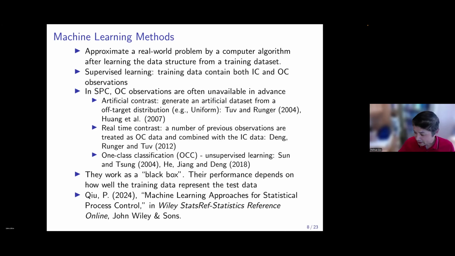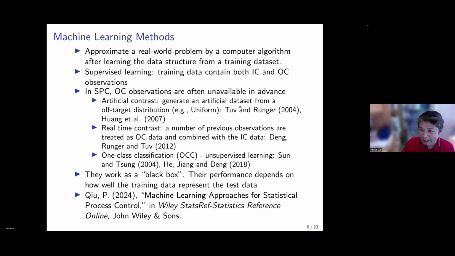And then in the recent couple of years, we have many machine learning approaches. A machine learning approach tries to approximate a real-world problem by a computer algorithm like random forest, after learning the data structure from training data, right? And then we have supervised learning and unsupervised learning. Supervised learning requires training data containing both in-control and out-of-control observations. In manufacturing industries, usually at the beginning of process monitoring, we don't have out-of-control observations. So in typical SPC applications, out-of-control observations are often unavailable in advance, right?